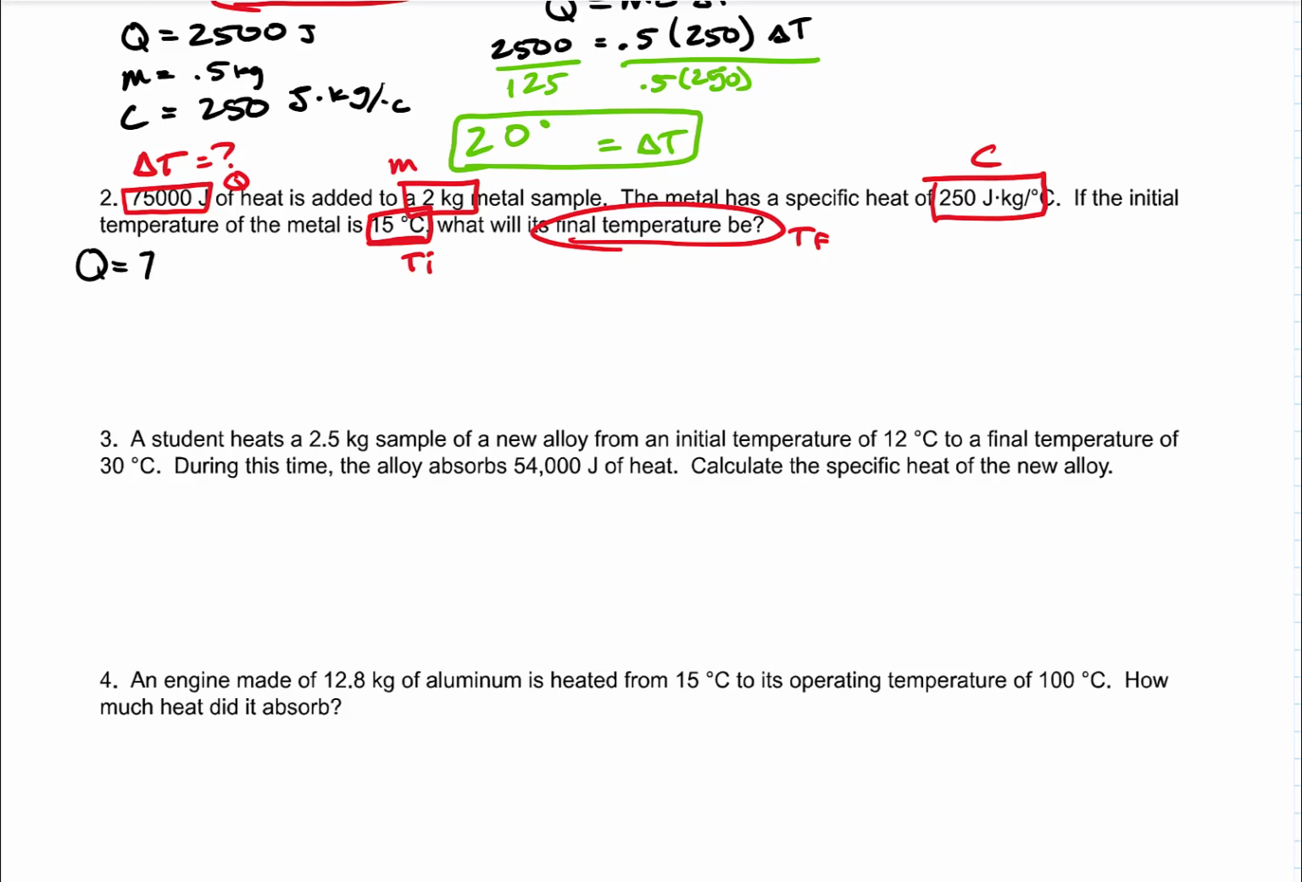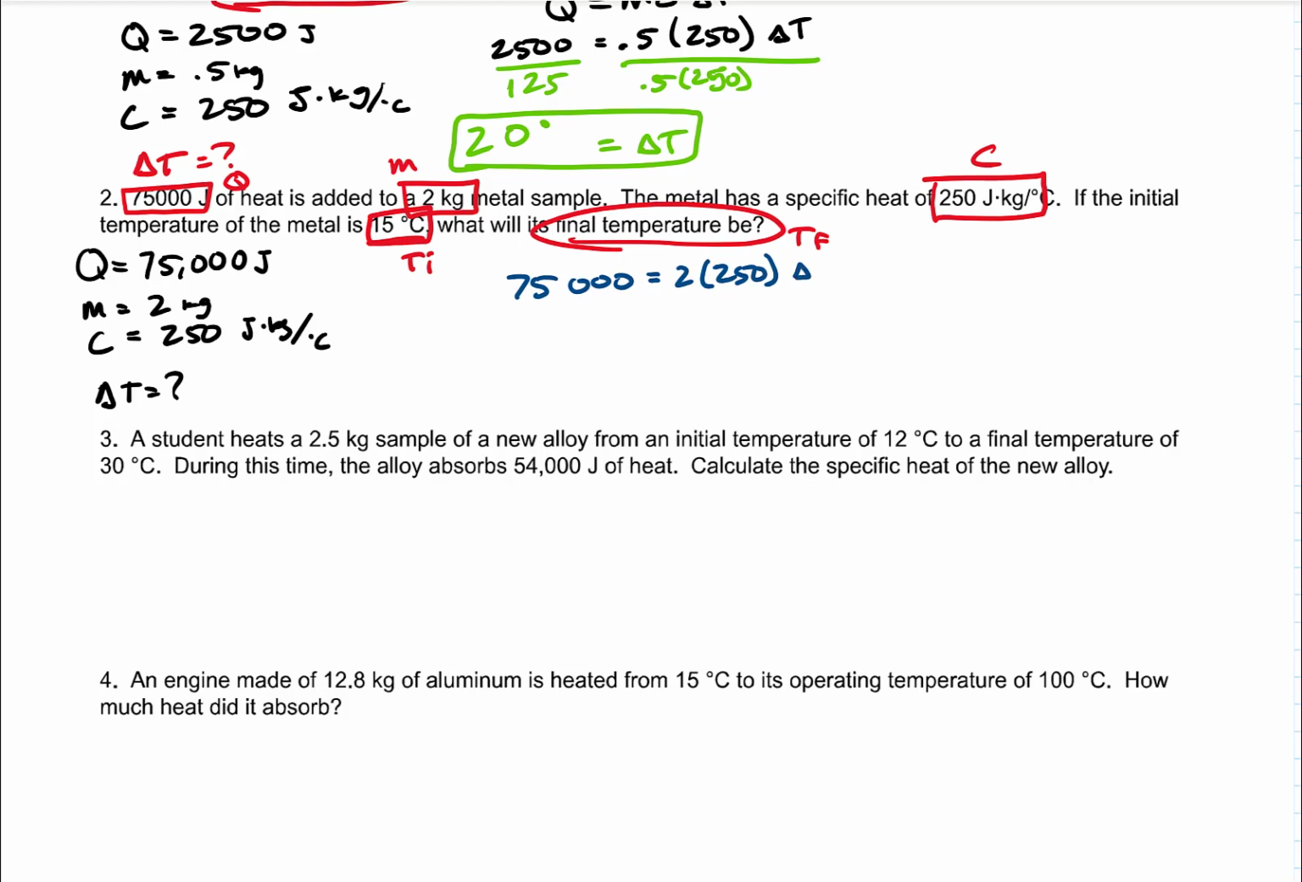Our Q is equal to 75,000 joules. Our mass is equal to 2 kilograms. Our C is equal to 250 joules per kilogram per degree Celsius. And we want delta T. That we don't know. So 75,000 is equal to 2 times 250 times delta T. So we'll divide by 500 because that's 2 times 250. And that's going to give us 150 degrees Celsius. That's my change in temperature.